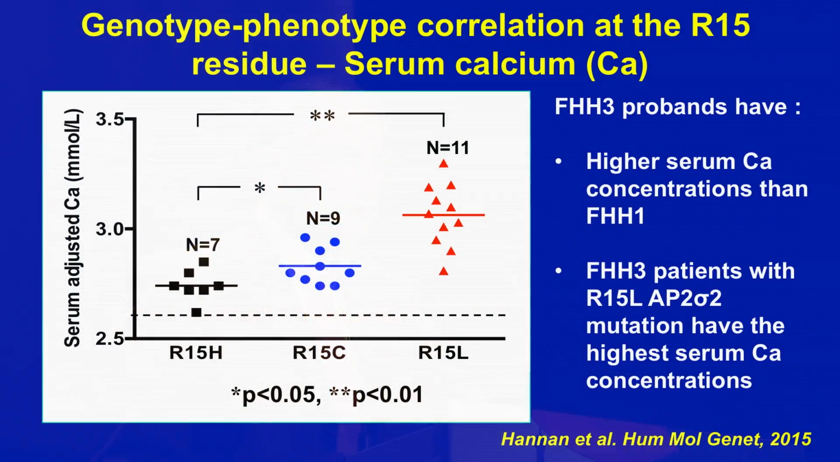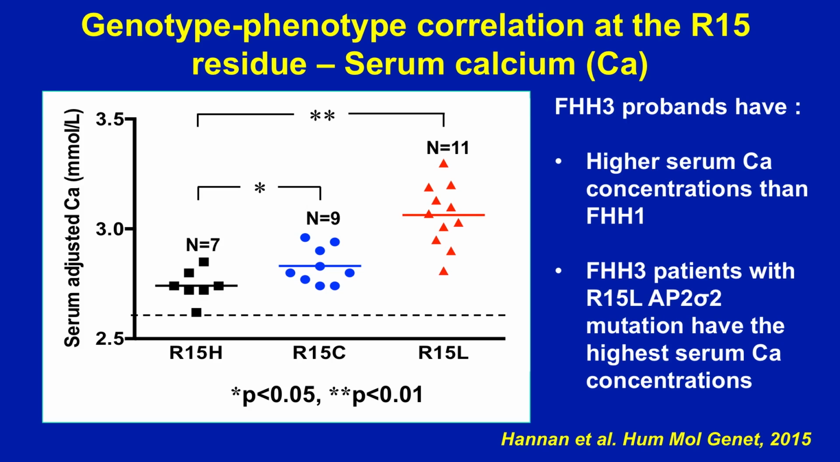Now, one of the other unusual things we found was that in FHH3, when we looked at the patients, first of all, they had higher serum calcium concentrations than patients with FHH1. We did this because some of them were quite symptomatic from their hypercalcemia. In FHH1, often the patients are asymptomatic, but they were quite symptomatic here. And in our series, we found a genotype-phenotype correlation. The leucine mutation had the highest calciums, while the cysteine and the histidines were amongst the lowest. They're all hypercalcemic, but you can see there's a genotype-phenotype correlation.